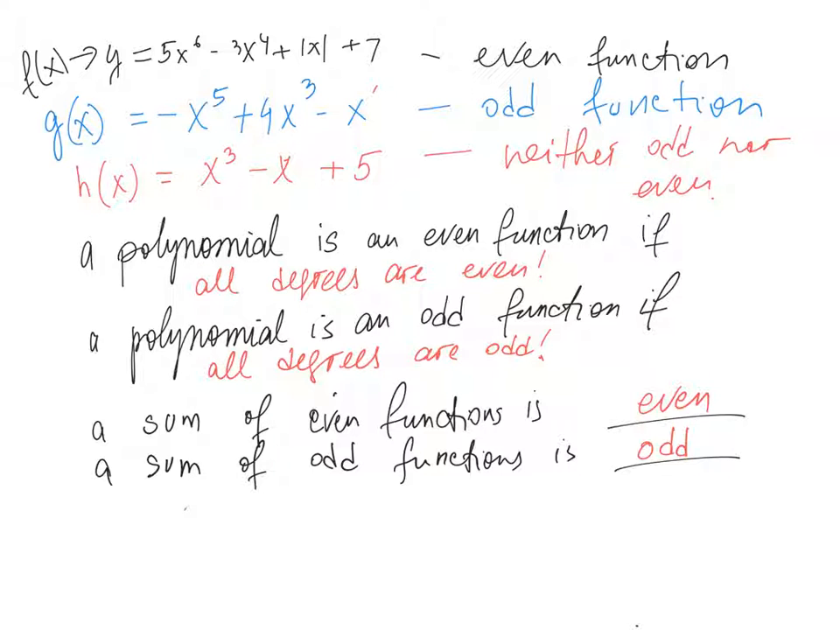And there are also rules for product and quotient, which is not that important for us now, but try to figure it out too. If you multiply two even functions, or multiply an odd and an even, what will happen as a result? All right, that's it.